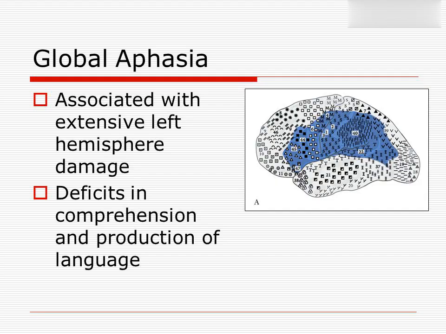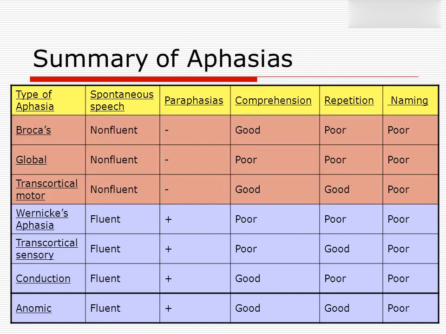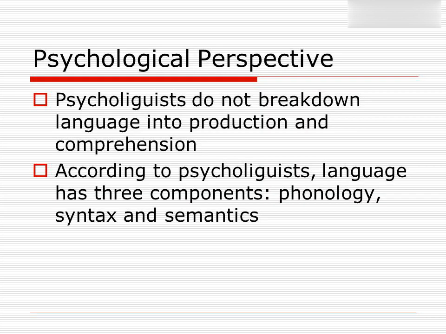Global aphasia is associated with extensive left hemisphere damage. Deficits in comprehension and production of language. Summary of aphasias. Type of aphasia: spontaneous speech, paraphasias, comprehension, repetition, naming. Broca's: non-fluent. Good. Poor. Global. Transcortical motor. Wernicke's aphasia: fluent. Transcortical sensory. Conduction. Anomic.